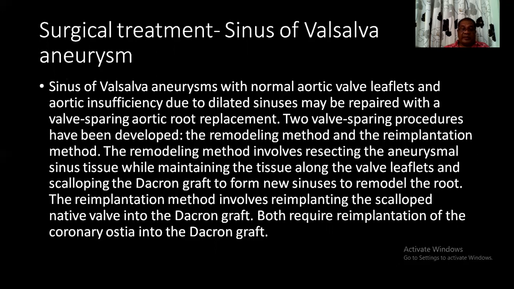The remodeling method involves resection of the aneurysmal sinus tissue while maintaining the tissue along the valve leaflet and scalloping the Dacron graft to form new sinuses to remodel the root. The reimplantation method involves reimplanting the scalloped native valve into the Dacron graft. Both require reimplantation of the coronary ostia into the Dacron graft.